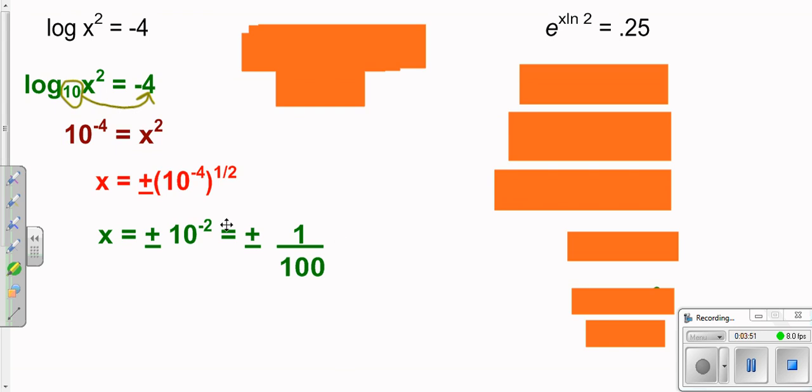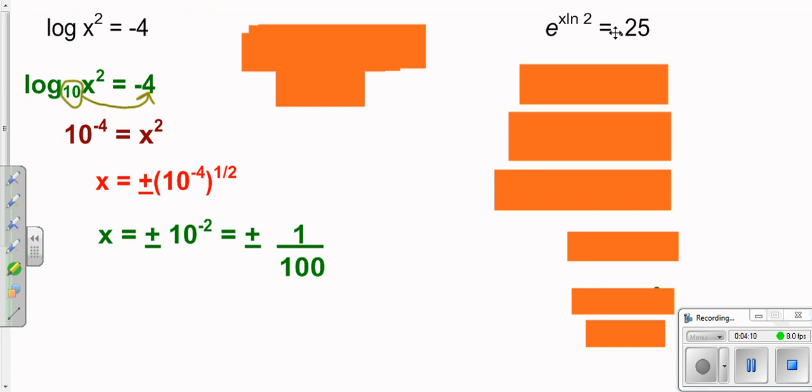Now, we got to check our answer because we started out with a logarithm. So we got to make sure whatever is after our log is positive. We take our 1 over 100, plug it in here, and square it, it's positive. Even if we put in a negative, because we're squaring it, it's going to be positive, so that will work.